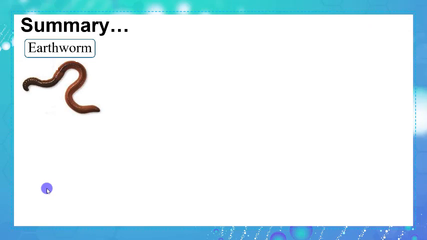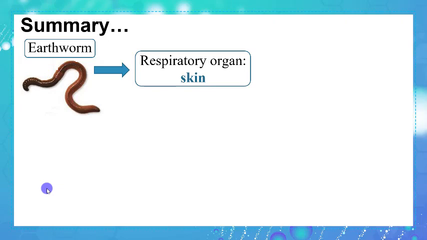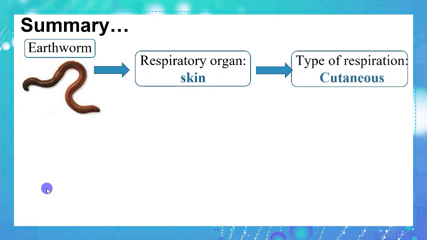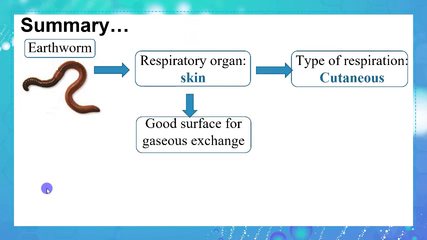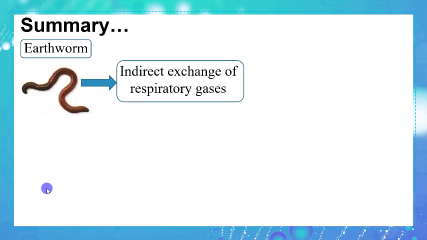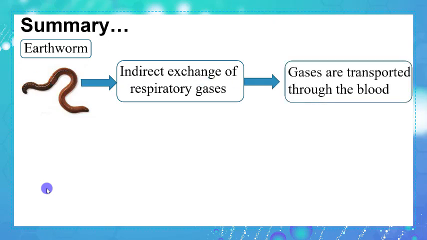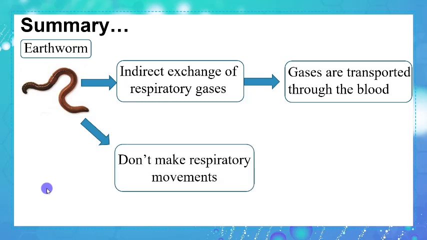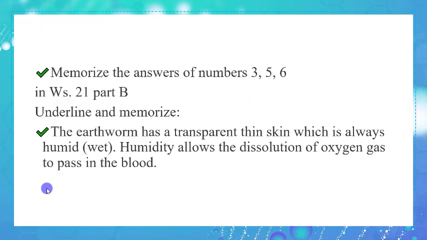As a summary of our lesson about respiration in earthworm, the respiratory organ is the skin, and the type of respiration is cutaneous respiration. The skin is a good surface for gaseous exchange since it has a thin wall, is humid, and is rich in blood vessels. In earthworm, we have indirect exchange of respiratory gases since the gases are transported through the blood and not directly with the organs. Earthworm do not make respiratory movement.